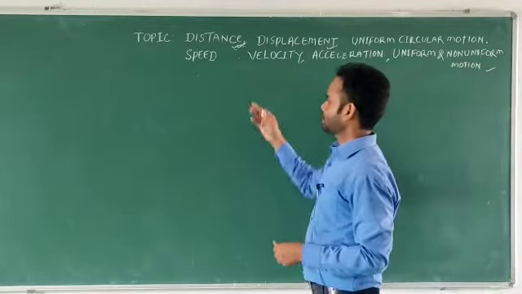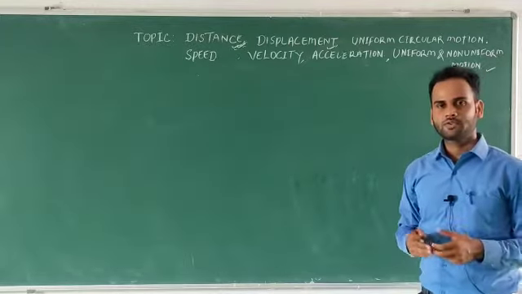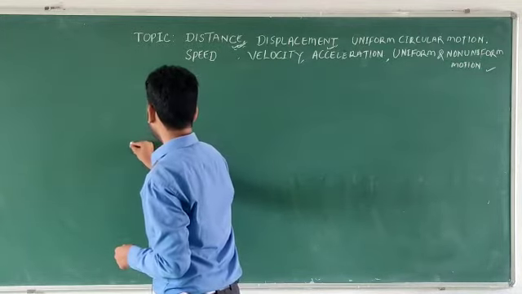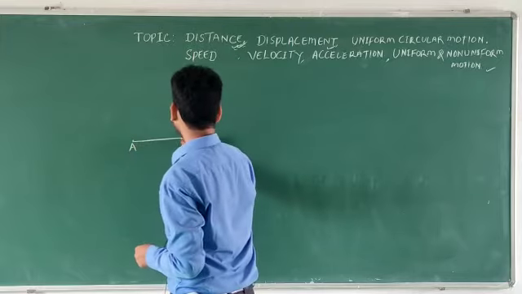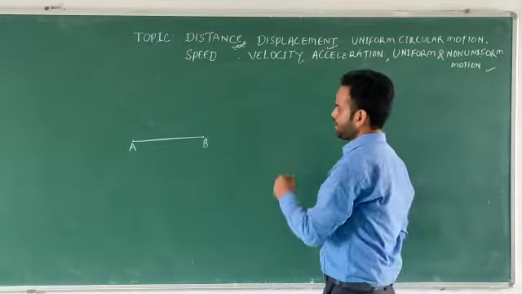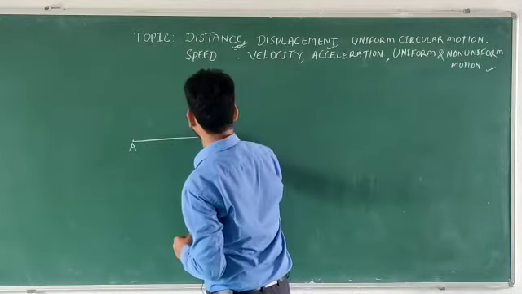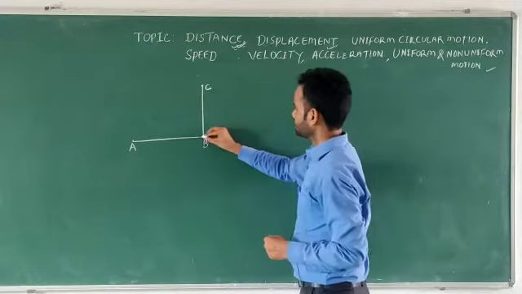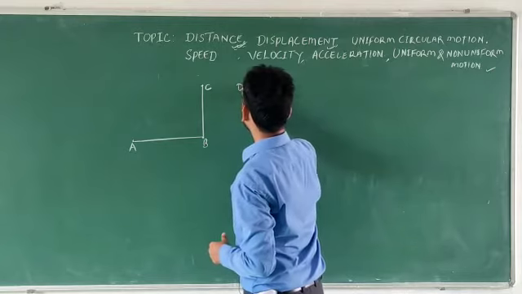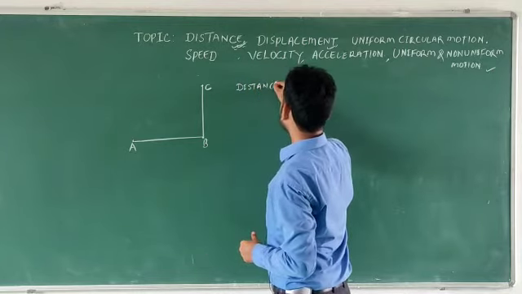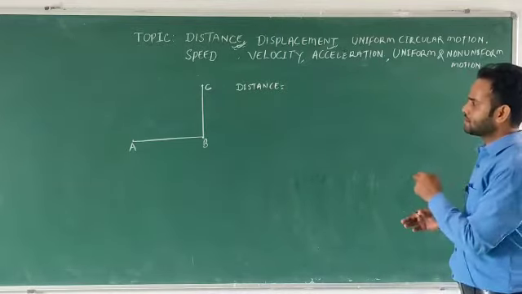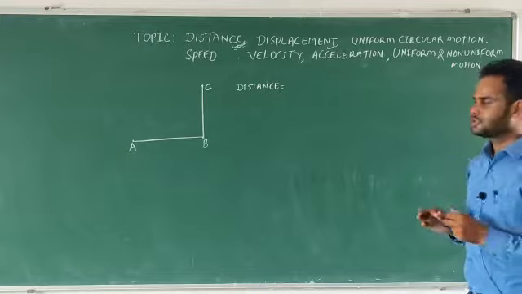Okay, so what is distance? Distance is actually the length of the total path traveled. So let's have a look at this example. If somebody is traveling from A to B, and then B to C like this, then what would be the distance? In this case, the distance would be, as I said earlier, the length of the total path traveled.